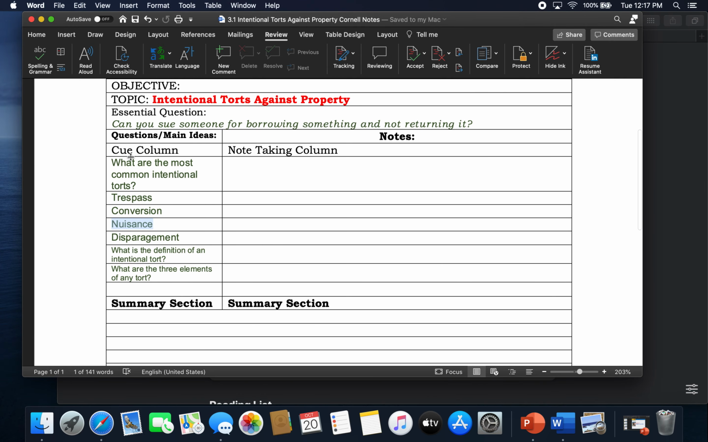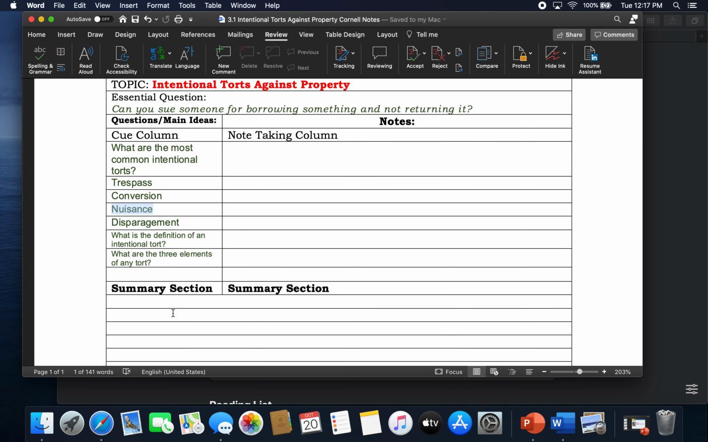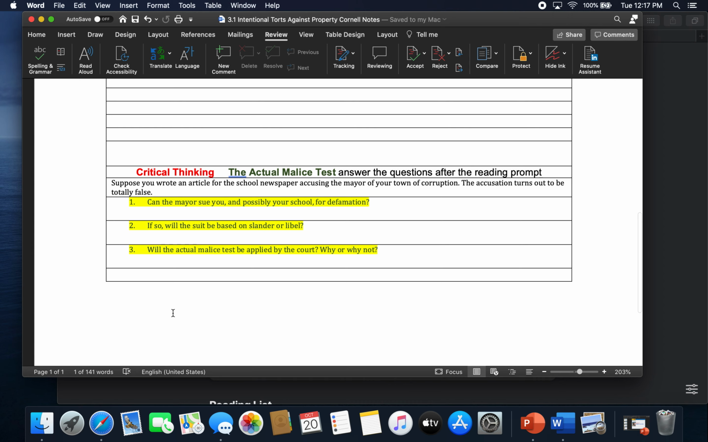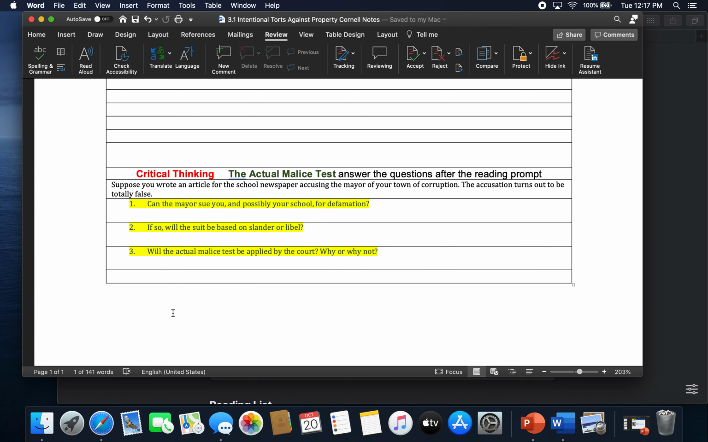And in your summary, you're going to answer the question, and you're going to reference back to your key terms to prove why you can sue someone if they borrow something and not return it. And the second part of this is critical thinking. You're looking at the actual malice test. You're going to answer the questions after reading the prompt.